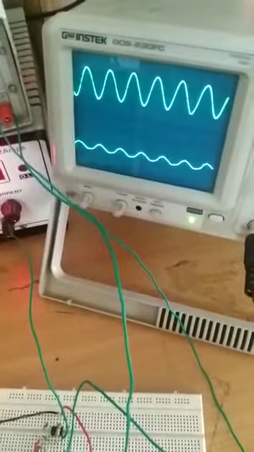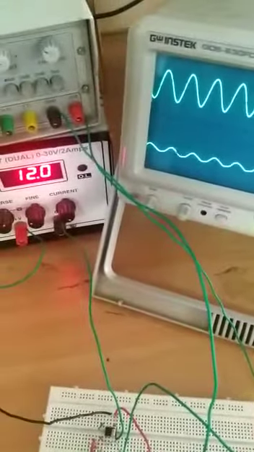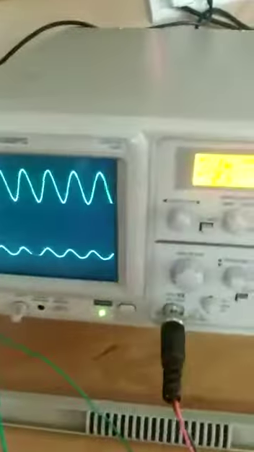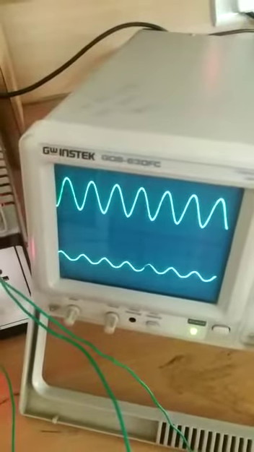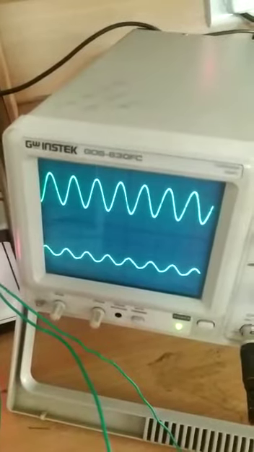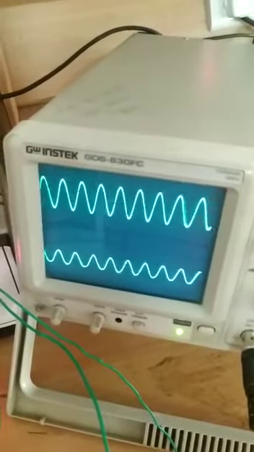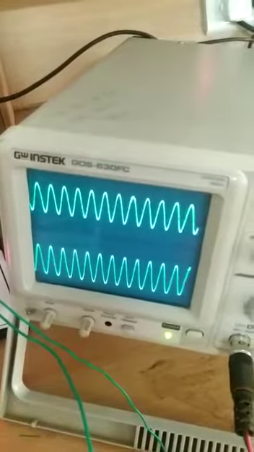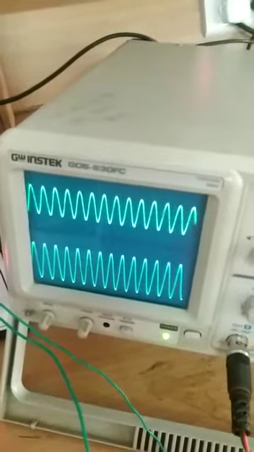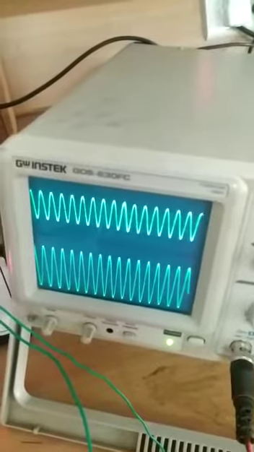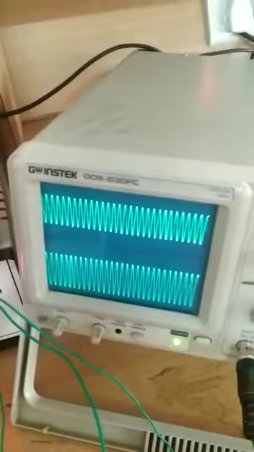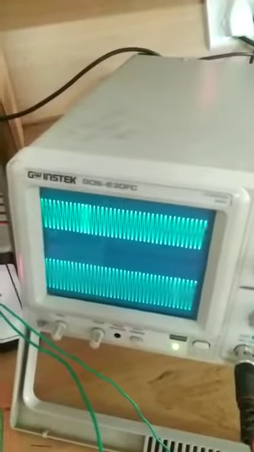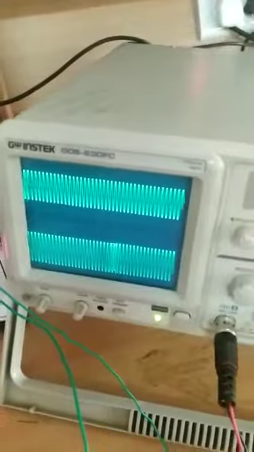Before that, for smaller frequencies, suppose 500 Hertz. Here I kept 500 Hertz, and for that you are getting this waveform. This one is the input waveform and this is the output waveform. If we vary the frequency, the amplitude of the output waveform goes on increasing. After or around 5 kilohertz, it will remain constant. Around 5 kilohertz it will not vary; it will remain constant.